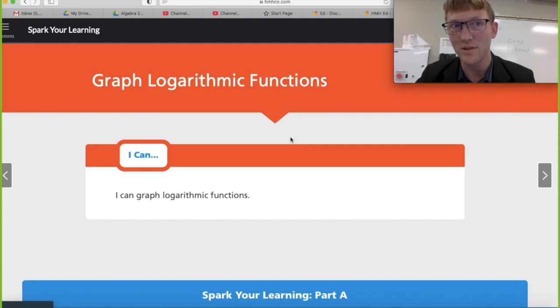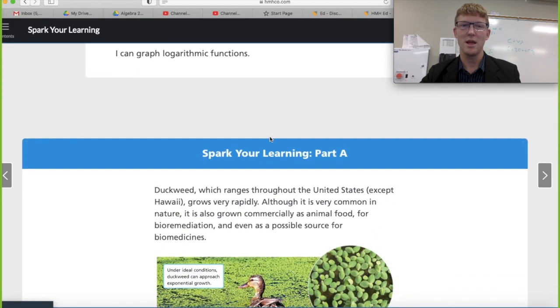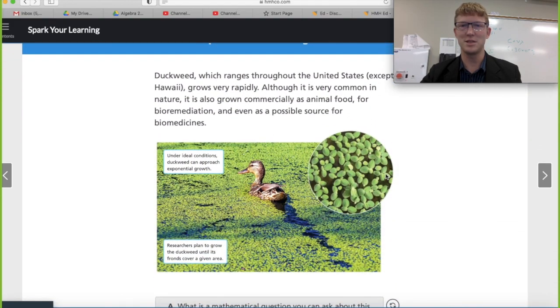Guess what we're going to use as our spark on learning? We are on section 9.2, called graph logarithmic functions. And hey, look, duckweed. This plant grows by dividing. So if you have 4 plants, that could turn into 8 plants, turn into 16 plants, and so forth. That sounds like one of our exponential type curves.